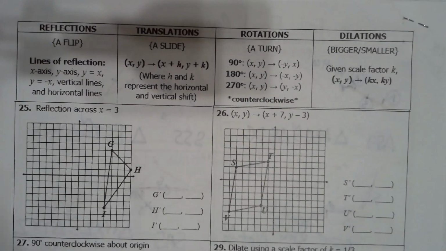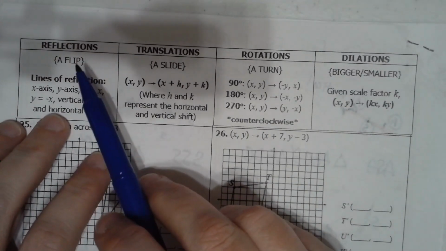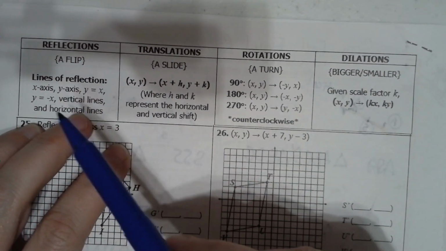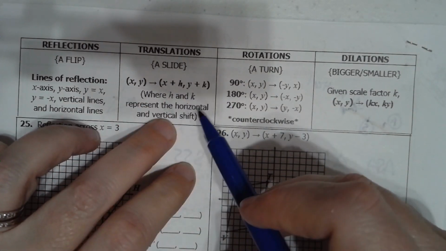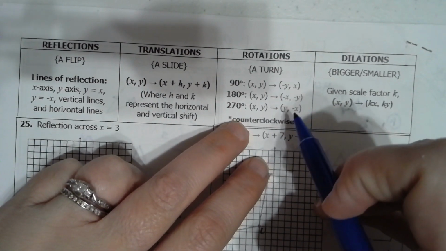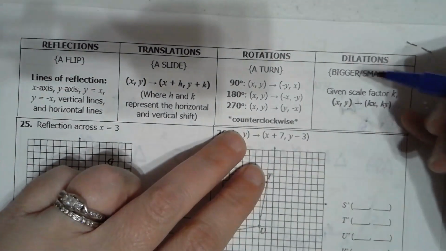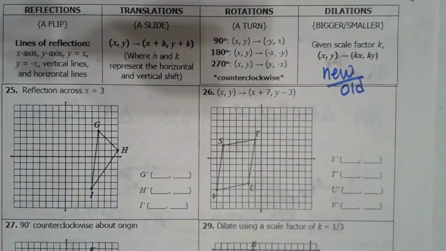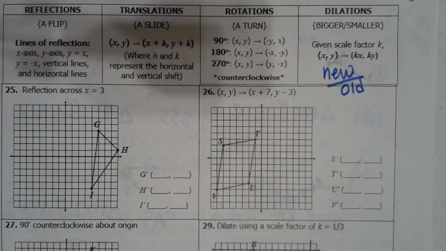All right. Last thing is our transformations. The rules are up here at the top, which is nice. It gives us the definition or kind of an idea. Reflection is flipping. Translate is sliding. Rotating is turning, and it's counterclockwise. And then dilation is getting bigger or smaller. Scale factor is always new divided by old, to figure out the scale factor.